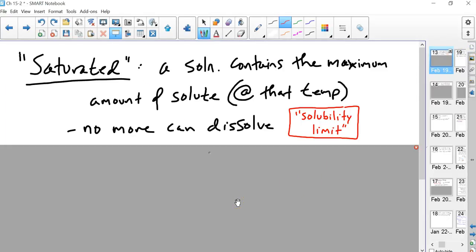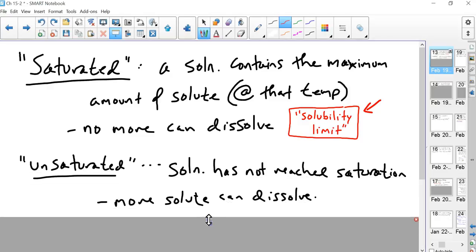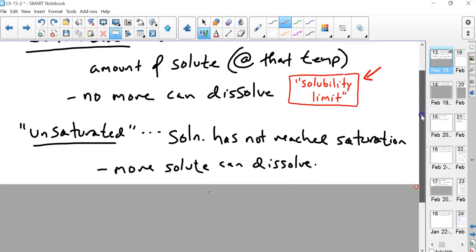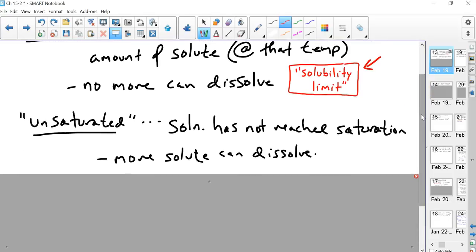So I just mentioned a word called saturated. A saturated solution is one that contains the maximum amount of solute at that temperature. No more can dissolve. And we sometimes call this the solubility limit. We've come into contact with that before when we talked about precipitate reactions, where things that were slightly soluble produce more product than can be dissolved, so the rest comes out of solution. It's exceeded the saturation level. Then there's a thing called unsaturated, which of course means that the solution has not yet reached its saturation limit. So you can dissolve more at a certain temperature.